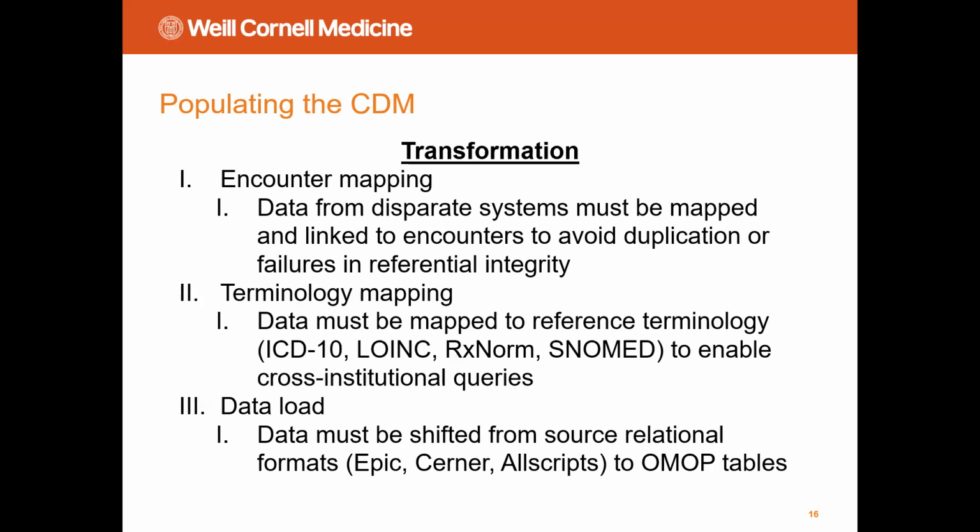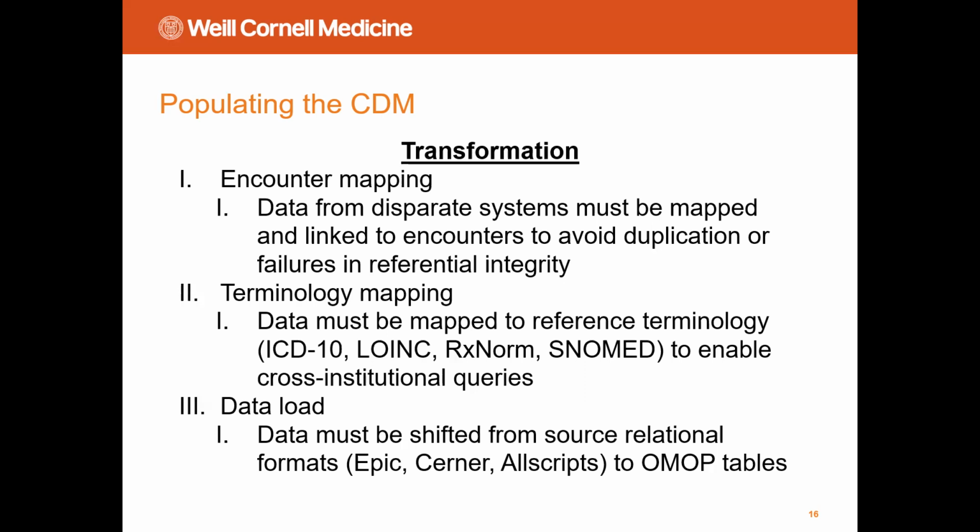Integrating that data is really challenging. So we need to link those together to avoid either duplicating data or failures in referential integrity. What I mean by that is issues where we're not saying that something happened at the same visit that it did, or we're failing to represent the linkage between facts, or the idea that a certain lab happened at a certain encounter.